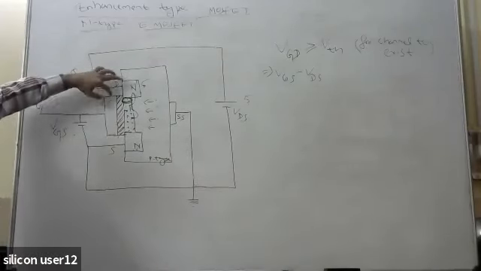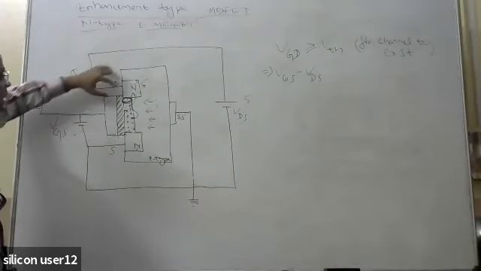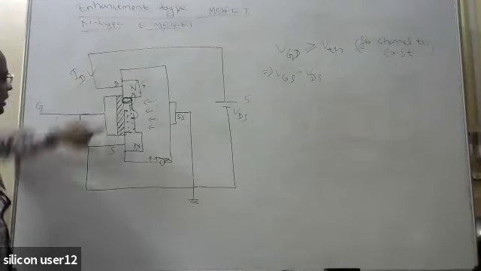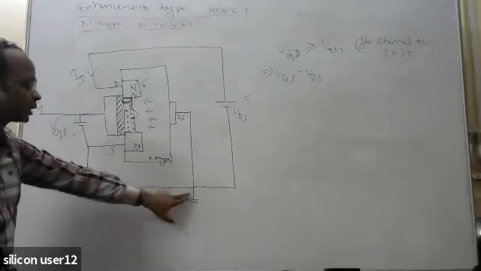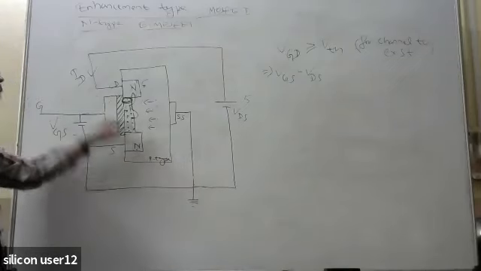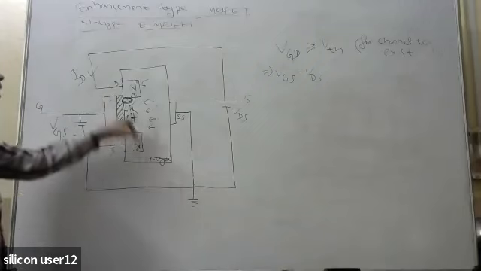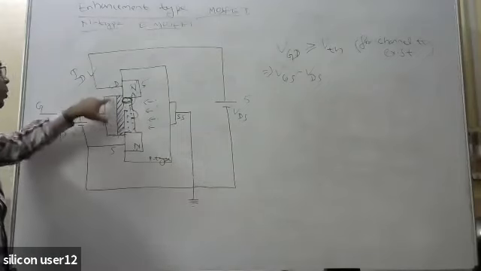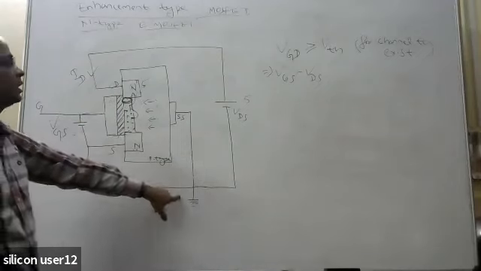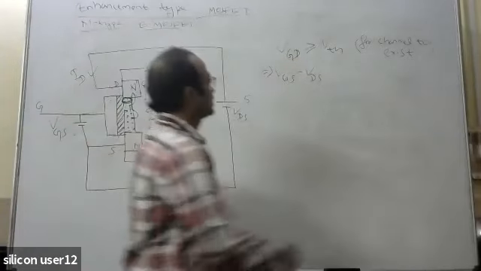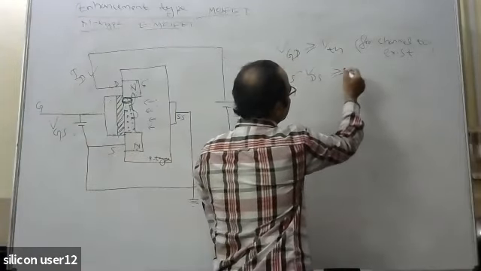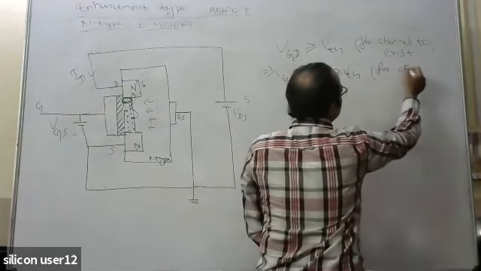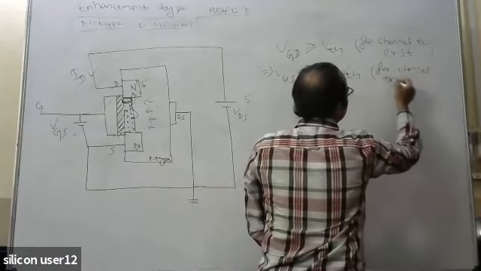Because VGD means what? It is the difference between this gate terminal voltage and this drain terminal voltage. Let us say the source is a common point, or the reference point, ground. With respect to source, how much is the gate voltage? That is given by VGS, and with respect to source, how much is the drain voltage? That is given by VDS. So VGS minus VDS is nothing but your VGD. So I can say VGS minus VDS should be greater than VTH for the channel to exist.